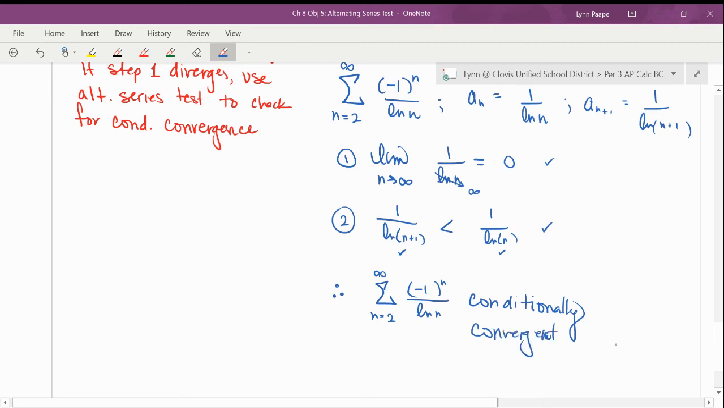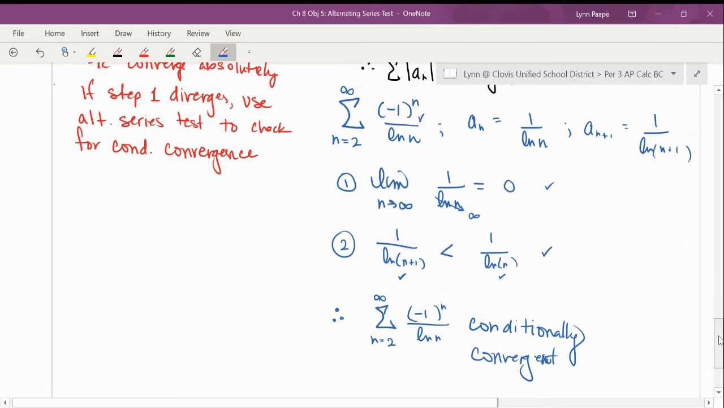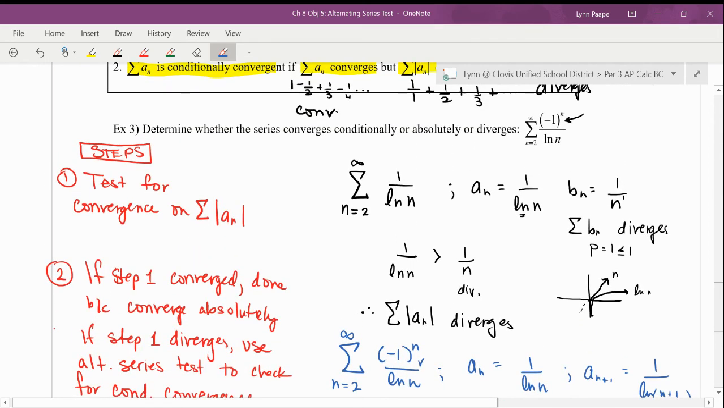And why is that again? That is because it has to alternate in order for the series to converge, because we showed up here that if it did not alternate, it diverged.